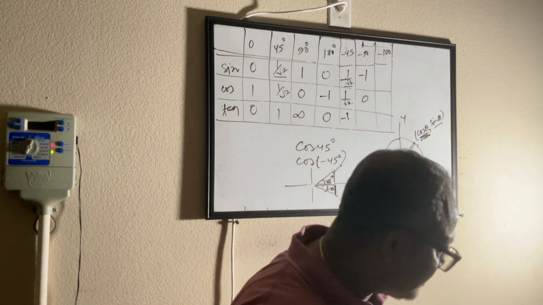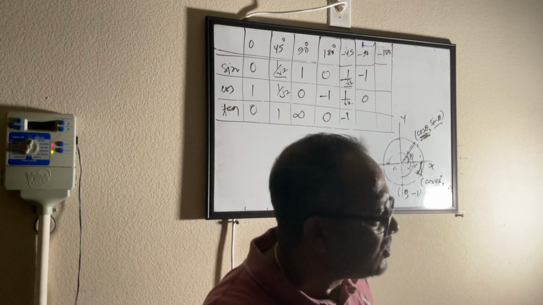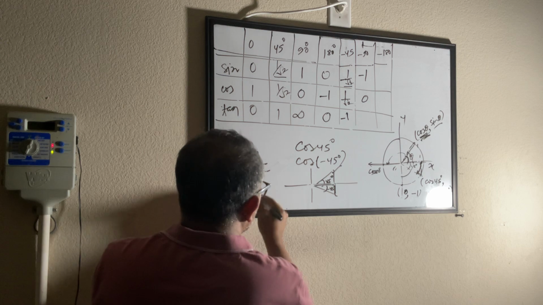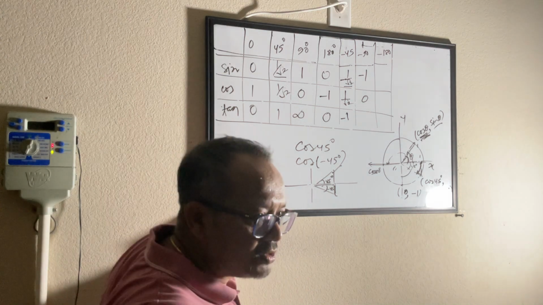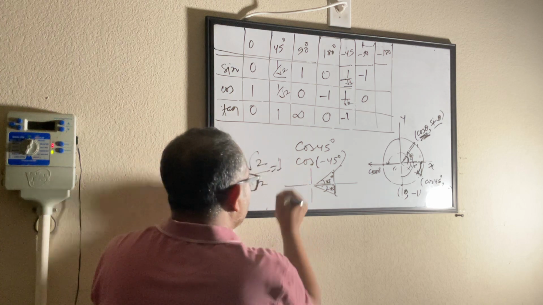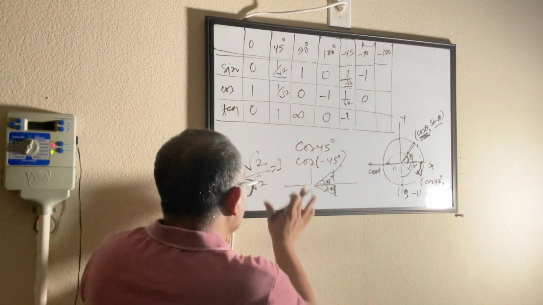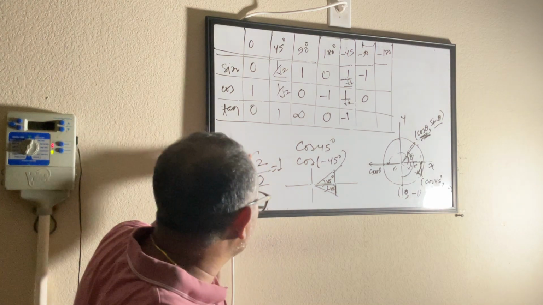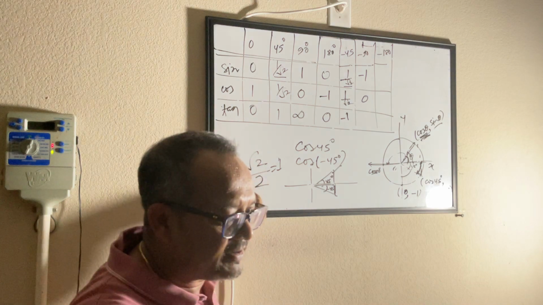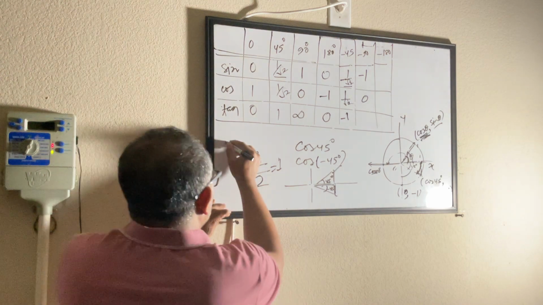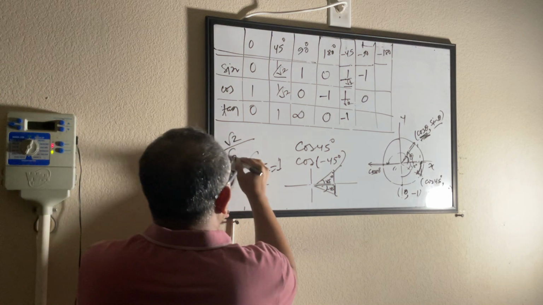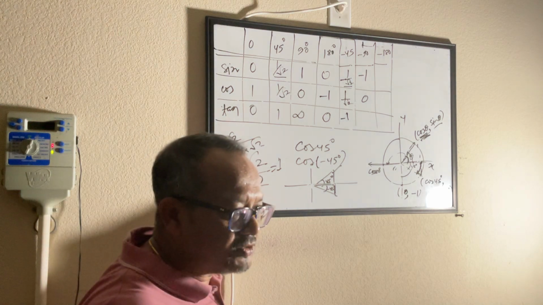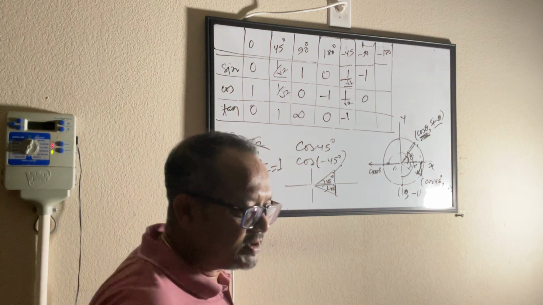I was saying, for 45 degree I thought it was root 2 over root 2, not 1. No, it is root 2 over 2. That root 2 over 2 is nothing but 1 by root 2, right? So root 2 over 2, you can put like this: root 2 times root 2 will get you 2. So that's why it is 1 by root 2.